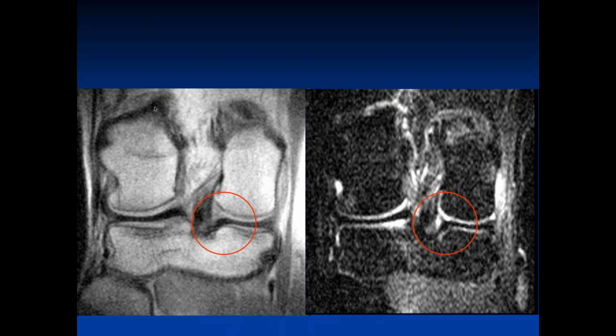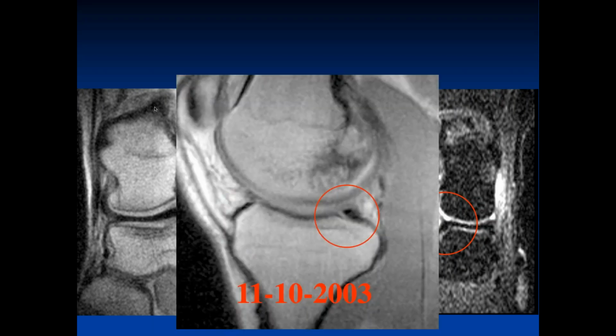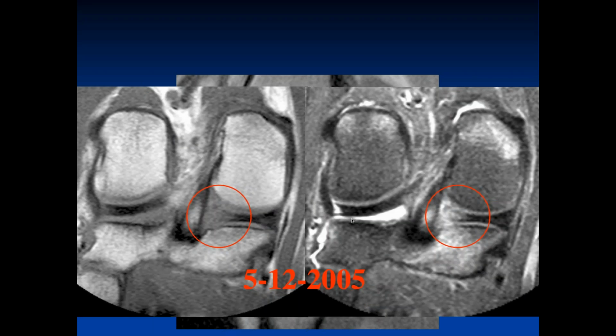Okay, and then so we can see on the medial side, there's the posterior root attachment. So this was on 11/10/2003. On the sagittal image, we can follow the dark meniscal attachment all the way down to bone. So the patient was injured again in 2005, 2.5 years later, and this is what it looked like.